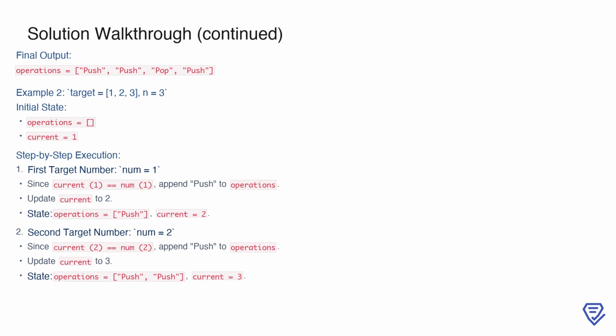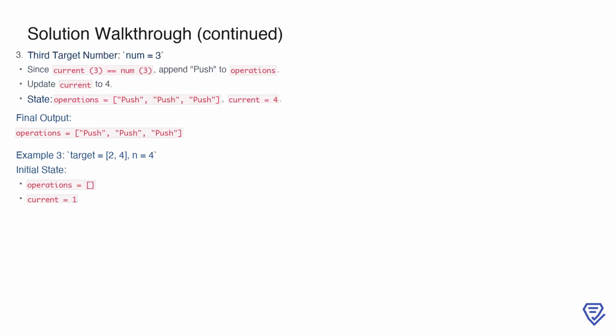At this point, the operations list stands at push, push. Now, for the third and final target number in this example, which is 3, the process is straightforward. The current value matches the target value, so we append push to the operations and update current to 4. At the end of this sequence, the operations list is push, push, push. This matches the target array exactly, so the final output is simply push, push, push.